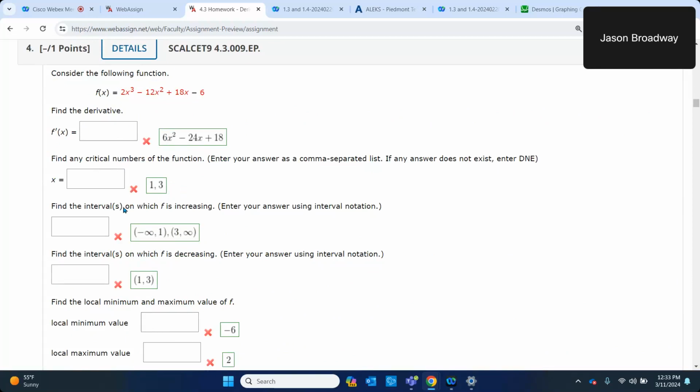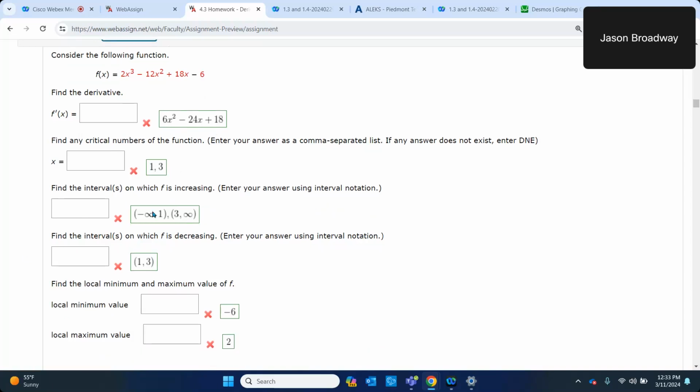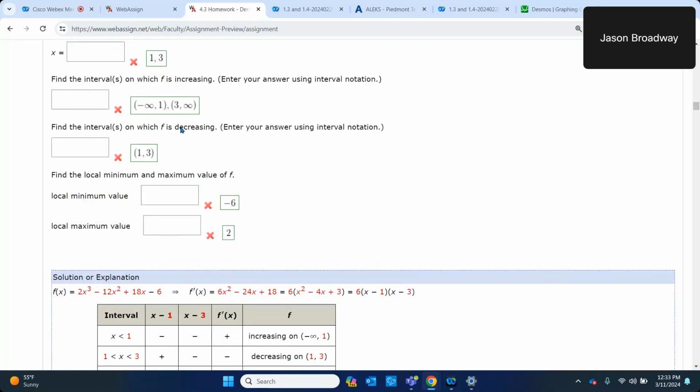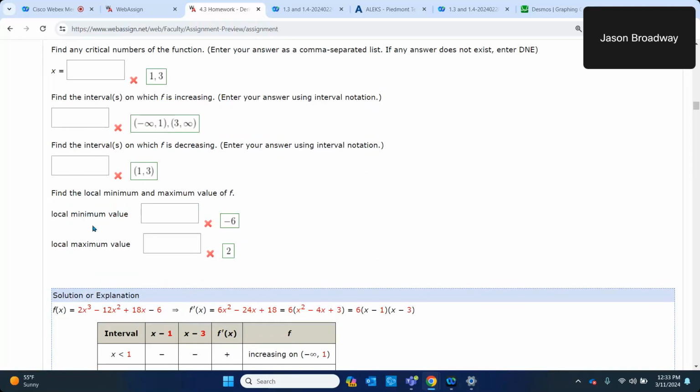And now find the intervals on which f is increasing. Do algebra 2, use a test point, but you'll find that it's this interval and this interval. You separate them with a comma. Find the intervals on which f is decreasing. Again, algebra 2, the interval test. Do this. Okie dokie. Find local min and local max, the y values.